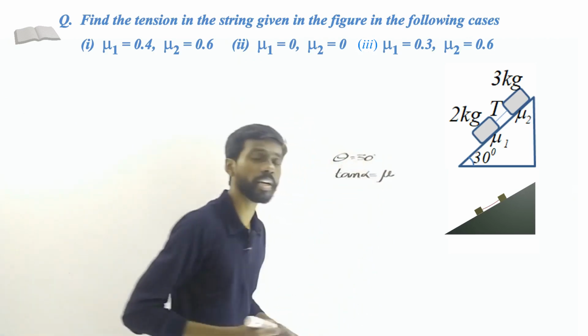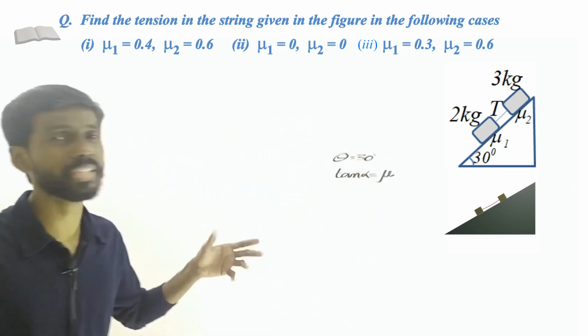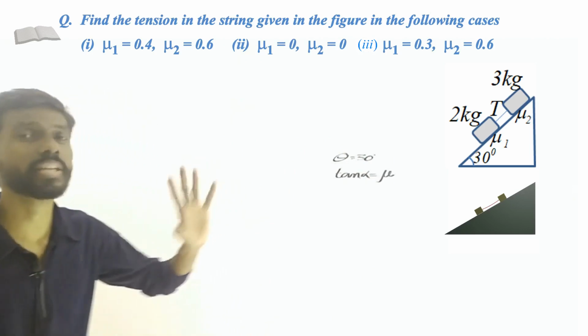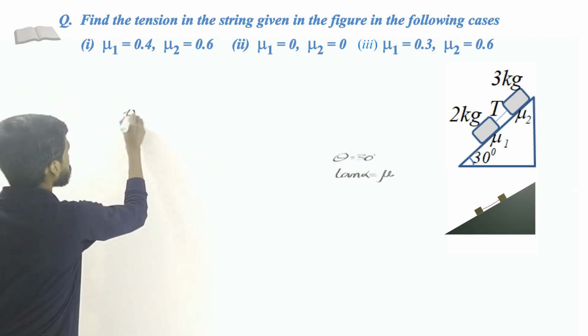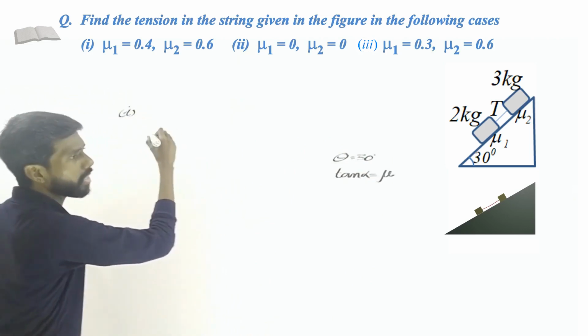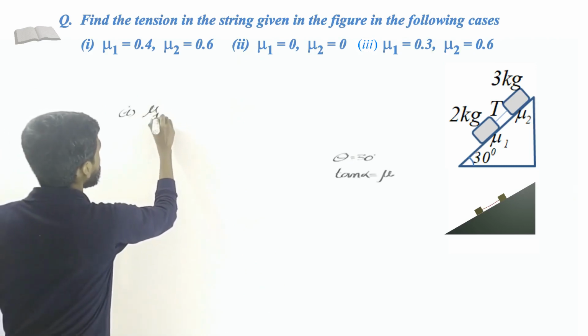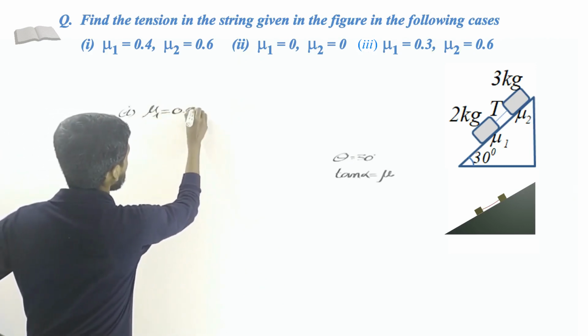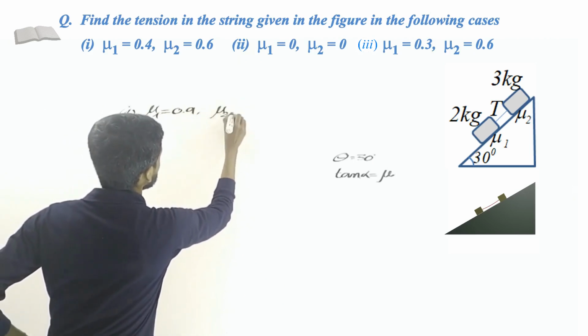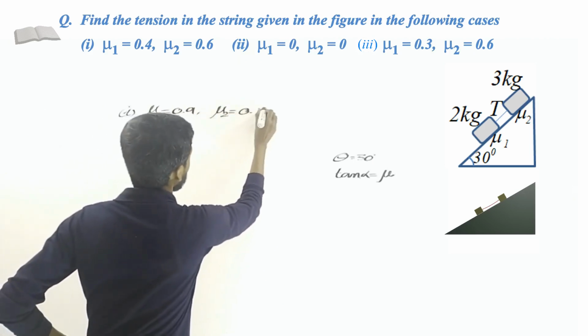Now, is this angle of 30 degrees more than this alpha or less than this alpha? Let us consider different cases. In the first case, what is the value of mu1? It is given that mu1 is equal to 0.9 and mu2 is equal to 0.6.